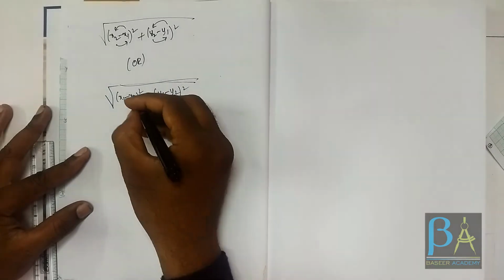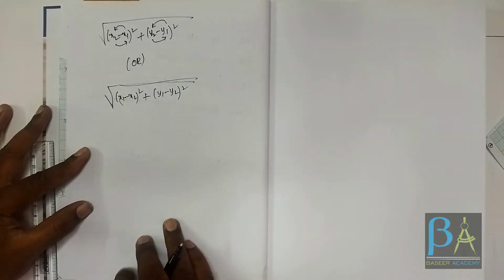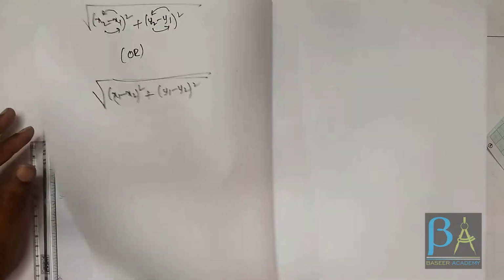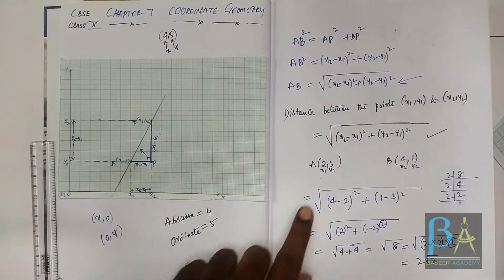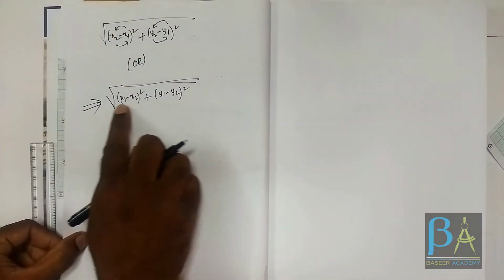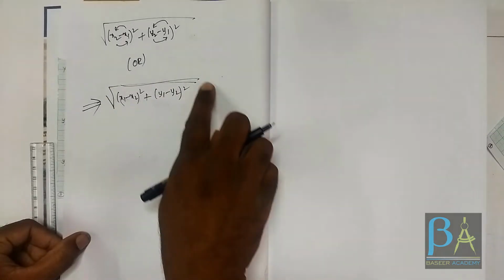Why? Because after subtracting x1 and x2, when you square them, you end up getting the same thing. Now, if you are not able to follow me, then I would suggest you to find the distance between these 2 points using this formula, and then you will realize for yourself why the distance would remain the same even if you use this formula.